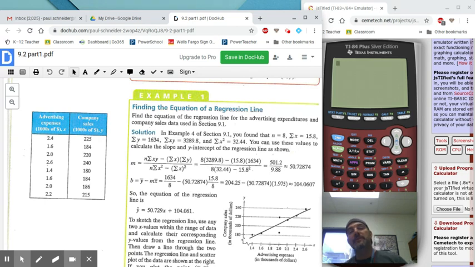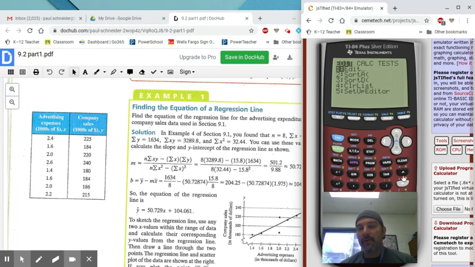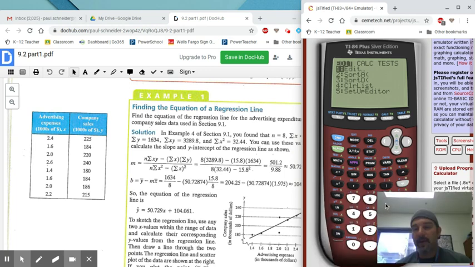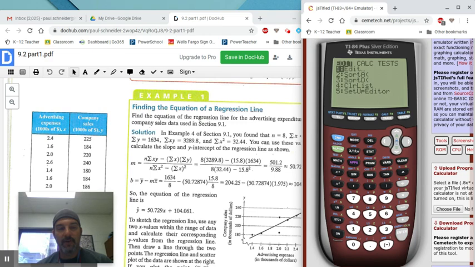So let's take a look here. This example uses the same data from 9.1, the advertising expenditures and company sales data. It tells you right here. If we go in, I have pre-put those into list 1 and list 2.